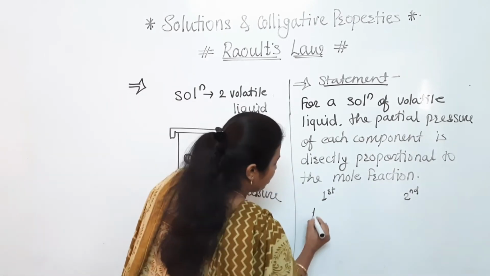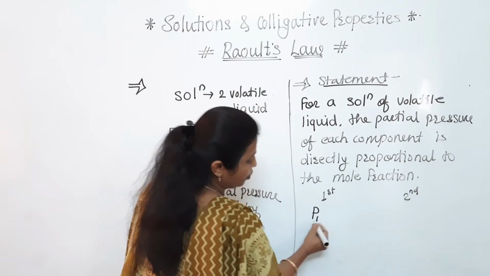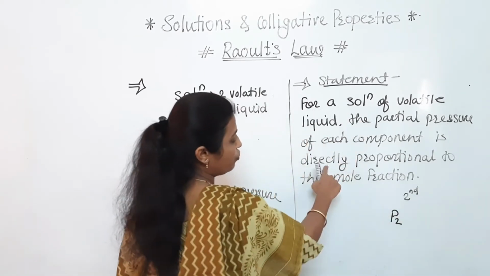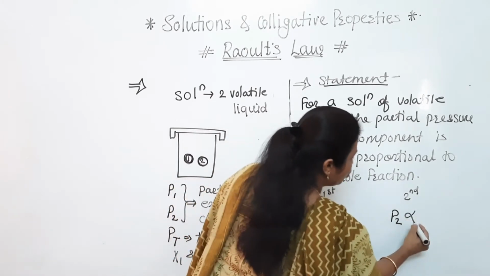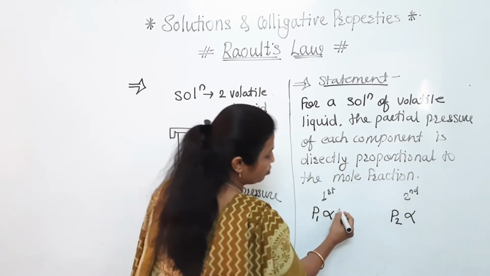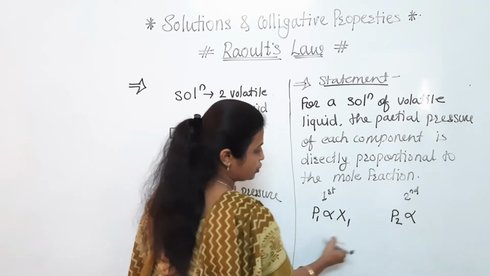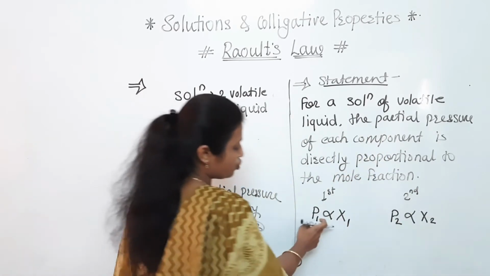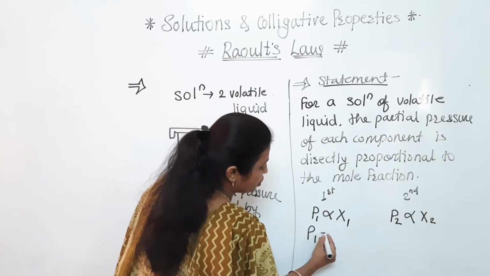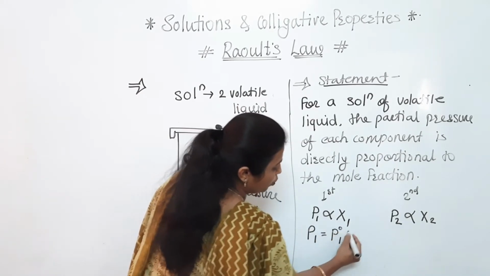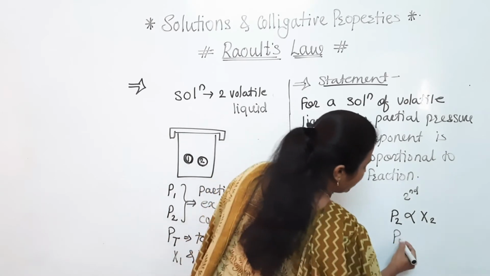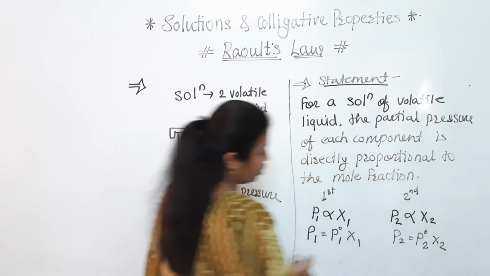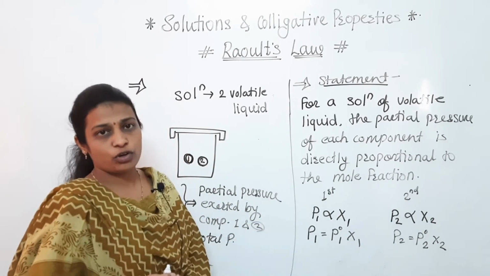So what is the formula? Partial pressure of first component, that is P1, partial pressure of the second component, that is P2, which is directly proportional to the mole fraction. Mole fraction of first component is X1, mole fraction of second component is X2. So to remove that proportionality sign, we are using one symbol, that is P1 = P°1 × x1, P2 = P°2 × x2. Now what is that P°1 and P°2? Now see here.